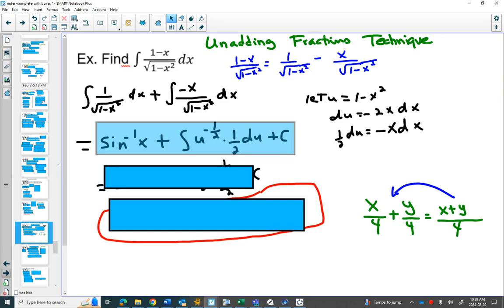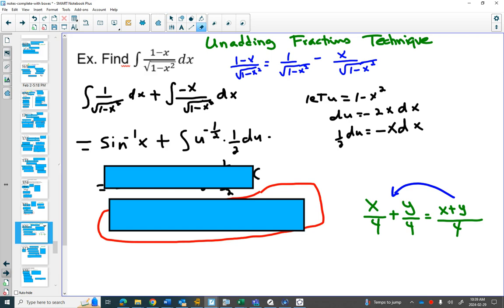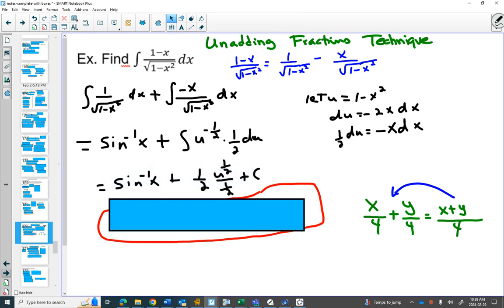But now, the first one we know is sine inverse of x. The second one, once we do the substitution, you're going to have u on the bottom in a square root, so I'm going to move that square root to the top and make it u to the negative a half. And then the negative x dx gets replaced with a half du. Sorry, there would be no plus c yet. And now we can integrate. Well, I guess technically there would have been a plus c with this one.